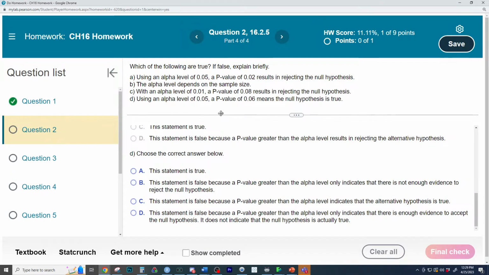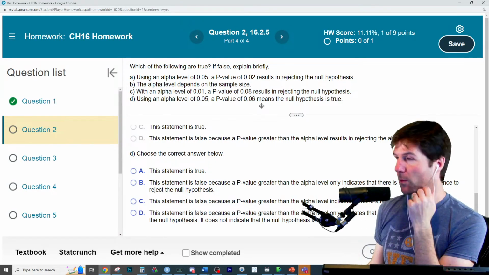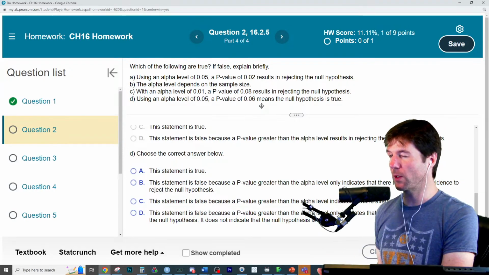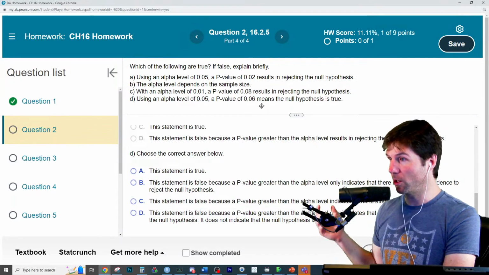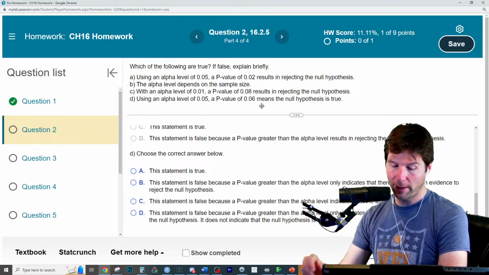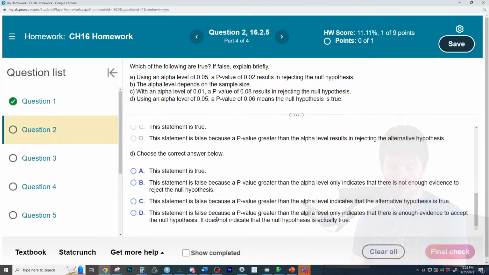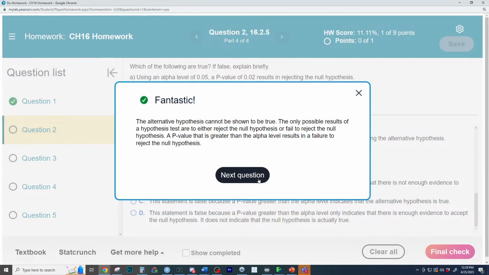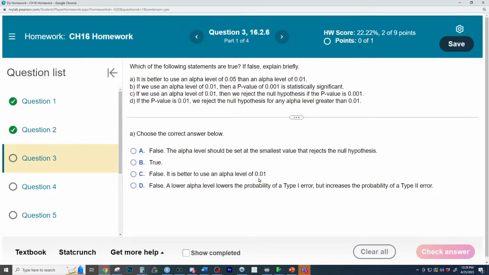Using an alpha level of 0.05, a p-value of 0.06 means the null is true. Do we ever say the null is true? No. We don't know whether the null is true or false. We only reject the null or we don't reject the null, which is fail to reject. This statement is false because a p-value greater than alpha only indicates there's not enough evidence to reject the null. These are excellent sayings right here. We do not have sufficient evidence to reject the null.